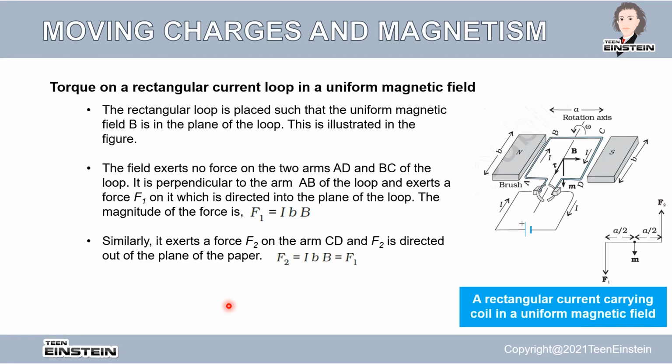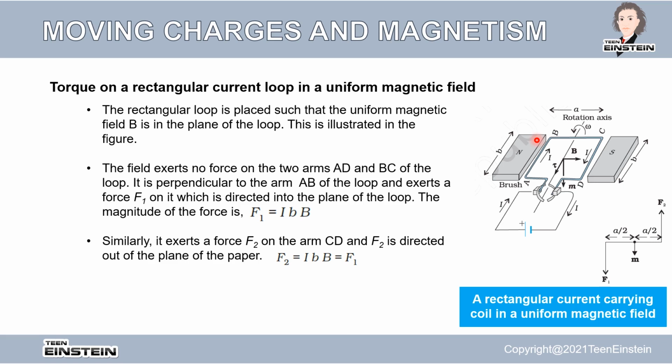In the previous case, we talked about two current carrying wires which are separate. But now what if we have a loop? In this case, we are going to talk about a rectangular current loop kept in a uniform magnetic field. This is a very important concept used in both electrical generators and motors. In motors, electrical energy is converted into mechanical energy. In generators, mechanical energy is converted into electrical energy. In both, this concept is used.